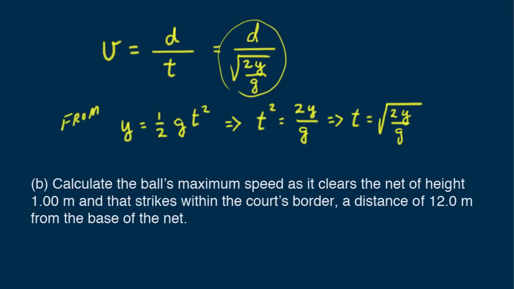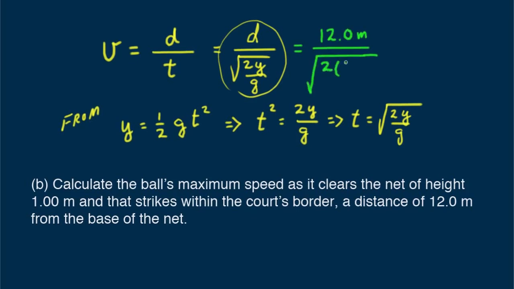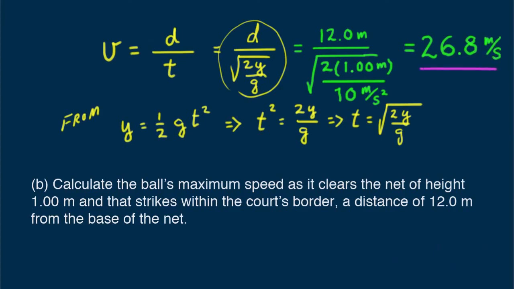Let's put some numerical values in and ask, part B: calculate the ball's maximum speed as it clears the net of height 1.00 meters and that strikes within the court's border a distance of 12.0 meters from the base of the net. Plugging in the values, we see that the maximum speed for the ball is 26.8 meters per second. That's about 60 miles per hour.